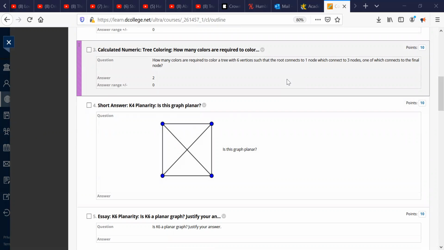How many colors are required to color a tree with 6 vertices, such that the root connects to one node, and all of that stuff is irrelevant. A tree requires 2. That's it. There are no cycles. It requires 2.